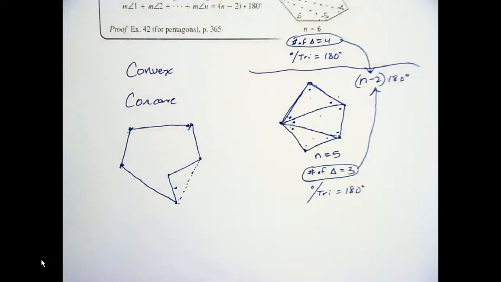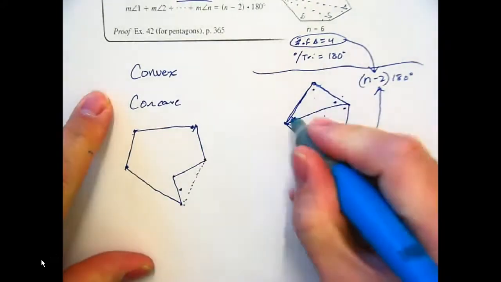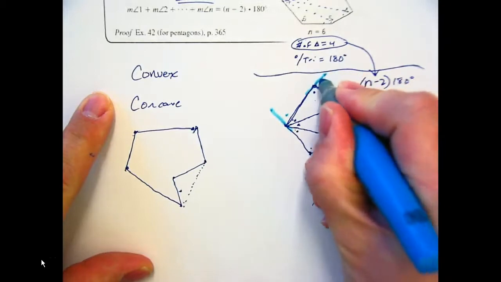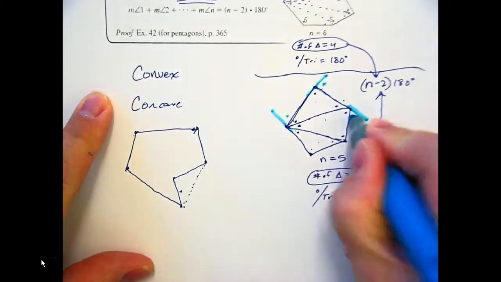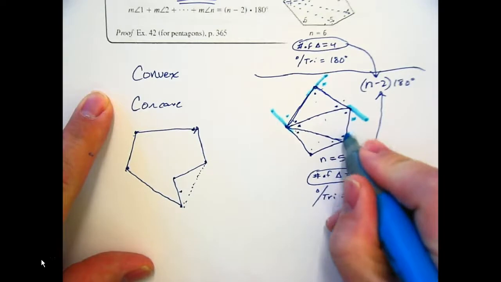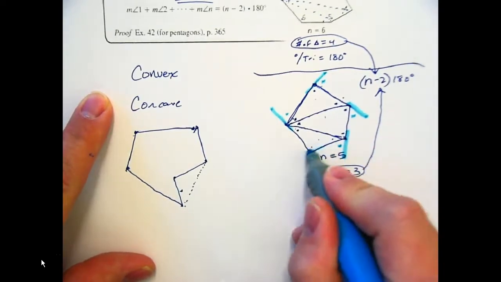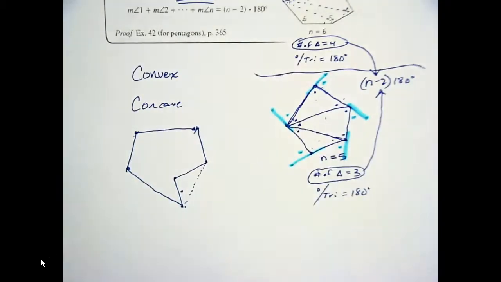Those of you wondering what I mean by exterior, I mean this. That angle, that angle, that angle, and that angle. What do all those add up to?